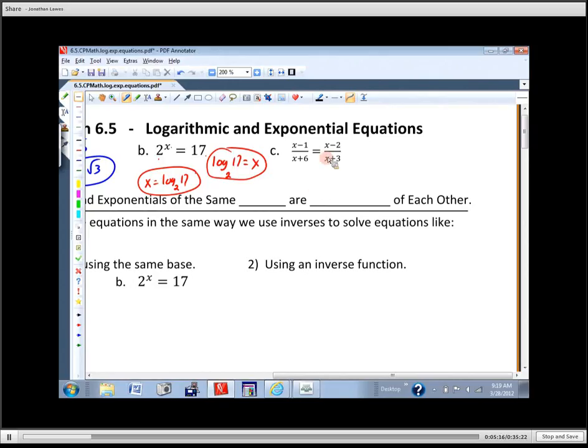So I'm going to do cross products. I'm going to multiply these together. So this is going to be x plus 3 times x minus 1. And this is going to be x plus 6 times x minus 2. Now this looks really awful. It's going to turn out not to be too terribly bad, because this is going to be x squared plus 2x minus 3. This side's going to be x squared plus 4x minus 12.